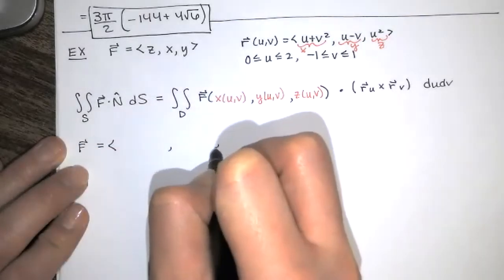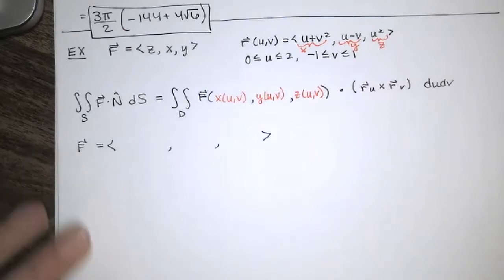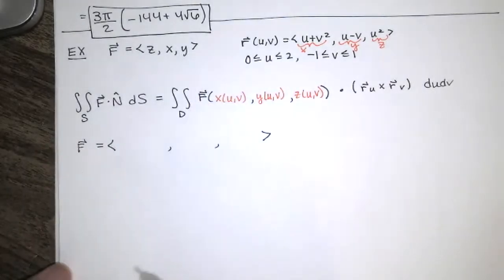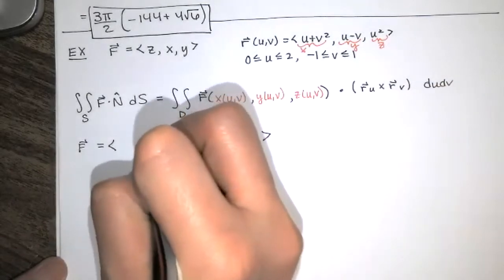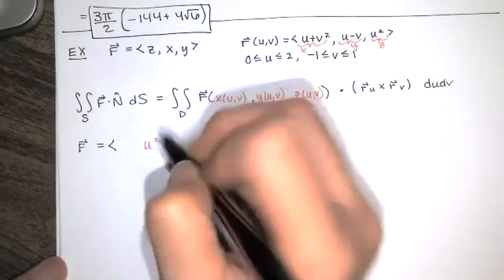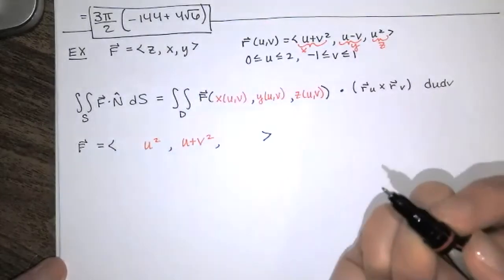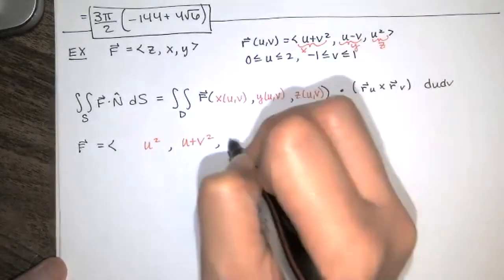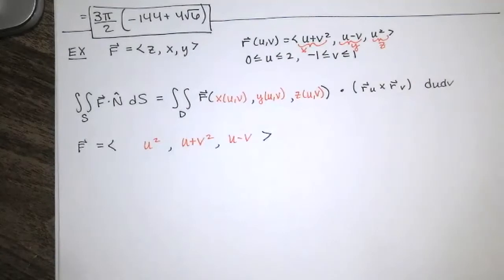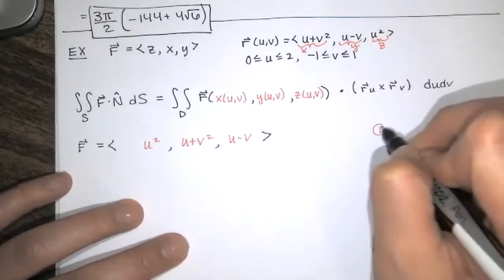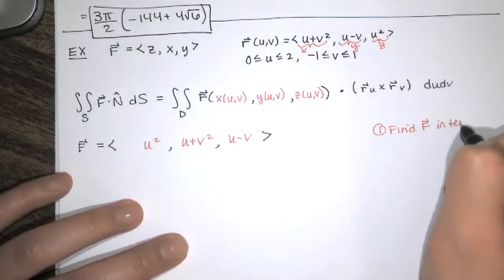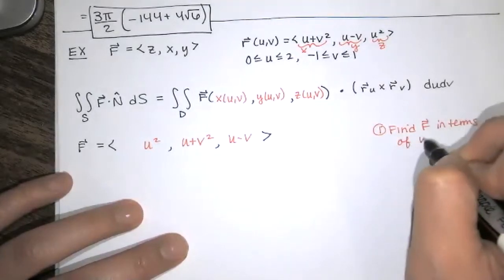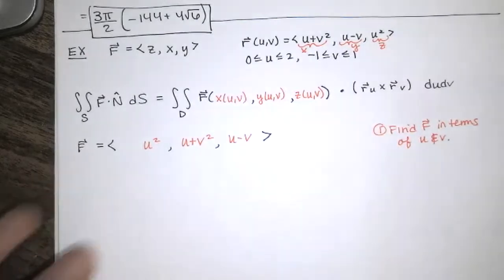Okay, so let's find the field in terms of u and v first. So it's z times i hat plus x times j hat plus y times k hat. z is u squared, and x is u plus v squared, and y is u minus v. Okay, so that was easy enough. Now we need to find those two partials.